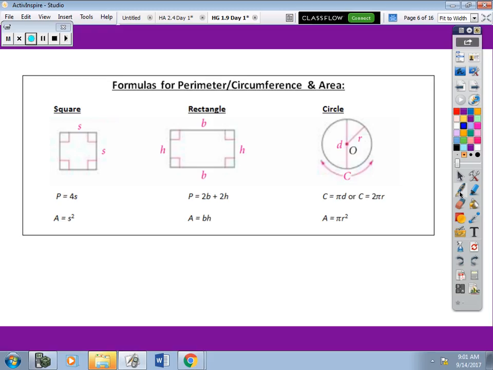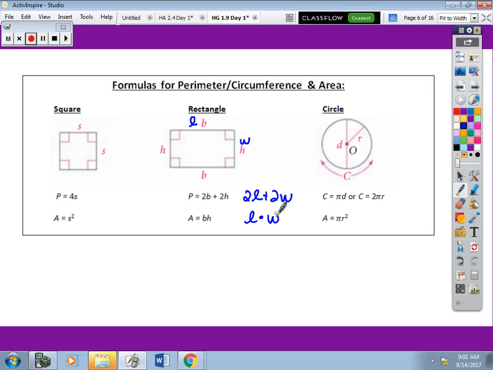Now for the rectangle, our book uses B and H. Most of you are more familiar with L and W, right? So if you want, you can think of this as length and width, instead of B and H. It doesn't matter which one you prefer. But the perimeter would be twice the length plus twice the width, because you have 2 lengths and 2 widths. And the area, again, is to multiply the 2 dimensions together.